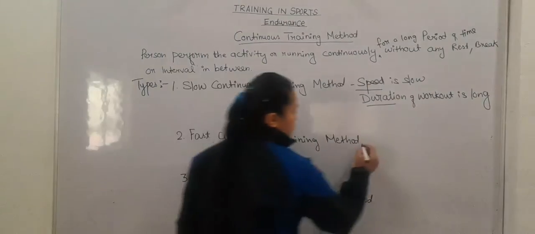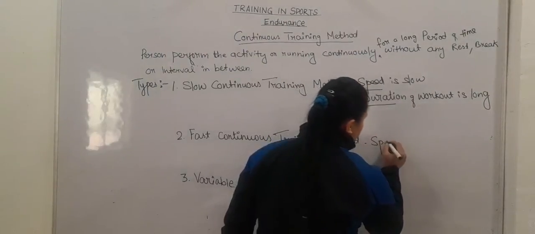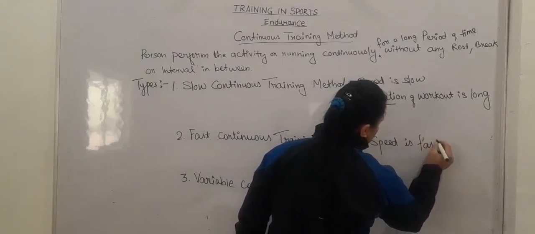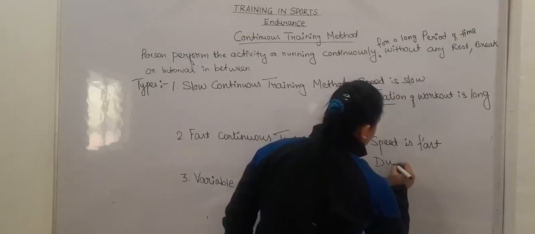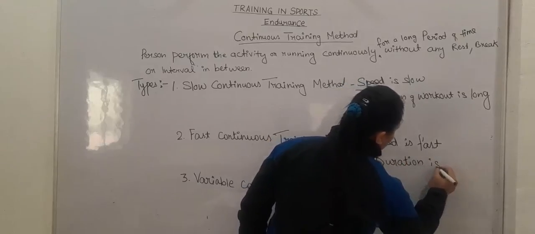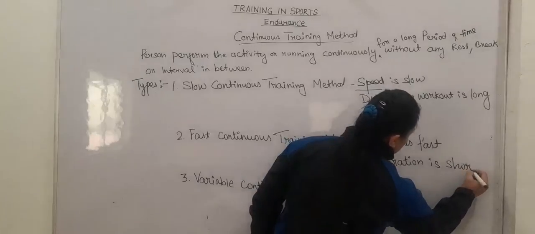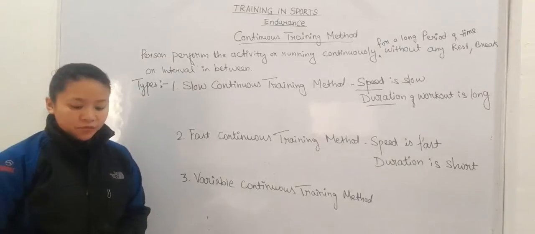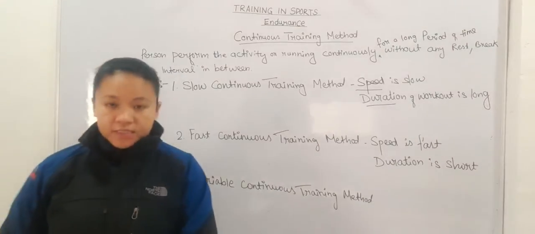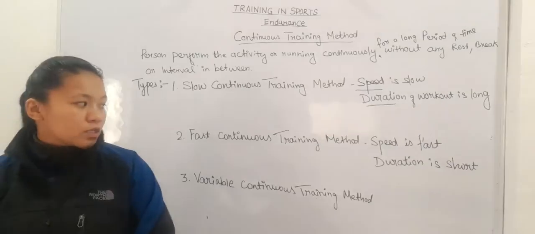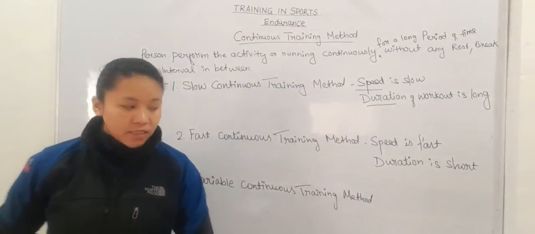In fast continuous training methods, speed is fast and the duration is short. The activity is done with fast speed, that is 70 to 90% of its maximum speed, and the duration is short, distance is short.